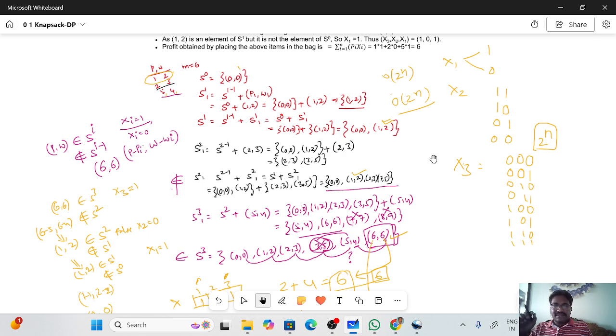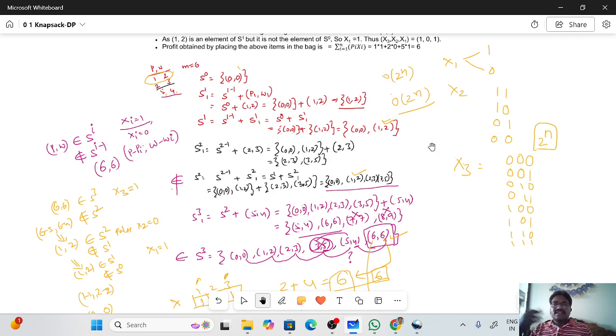The second one is that when the weights are increasing across the pairs in the set, the profit must also be increasing. Otherwise, the pair having more weight and less profit must be removed from the set. That is given by the dominance rule, or purging rule. This is about the set theory concept.